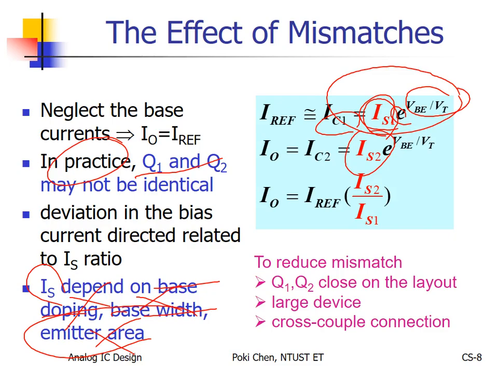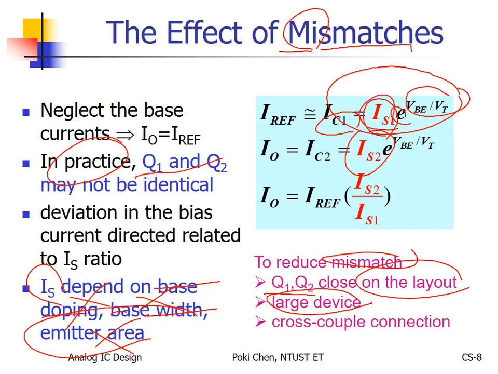All right? So, if they are not exactly the same, we always say they don't match each other, or they are not fully matched. It means we have some mismatch. Mis means not. Mismatch: they cannot be fully matched. And how to reduce such mismatch? Q1 and Q2 had better be very close on layout. They need to be very large. What does that mean?